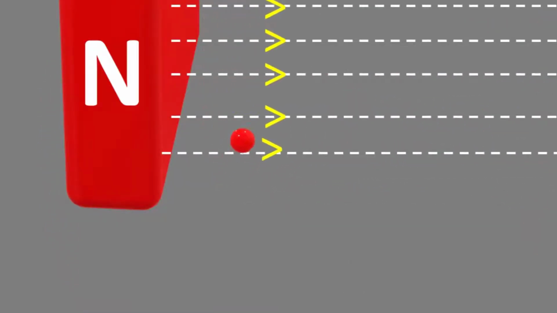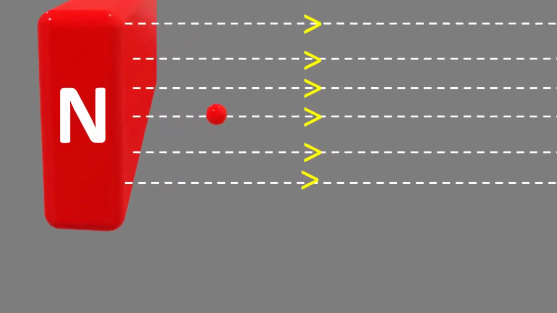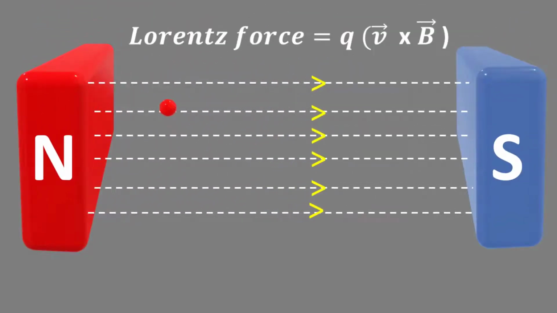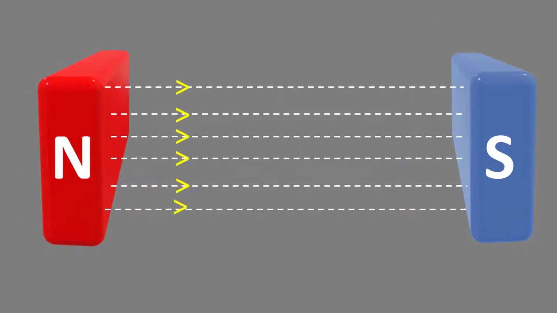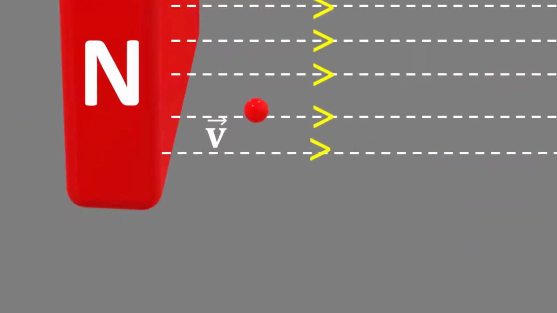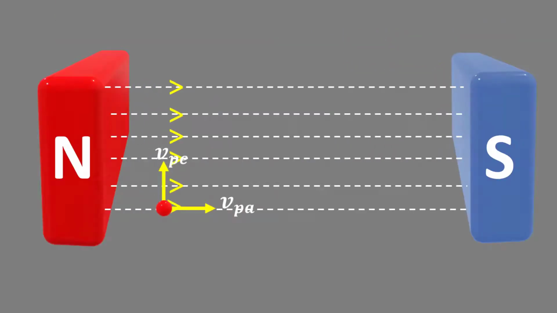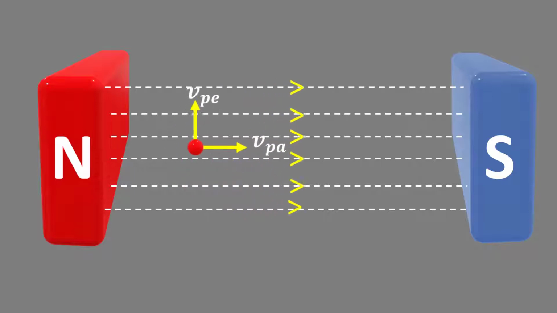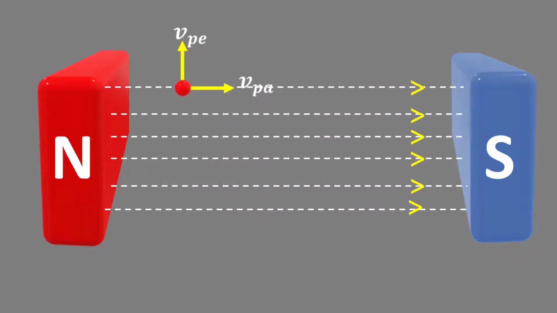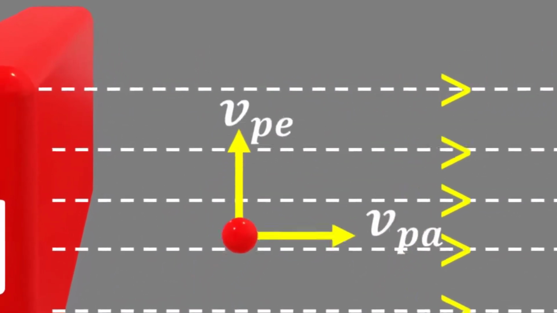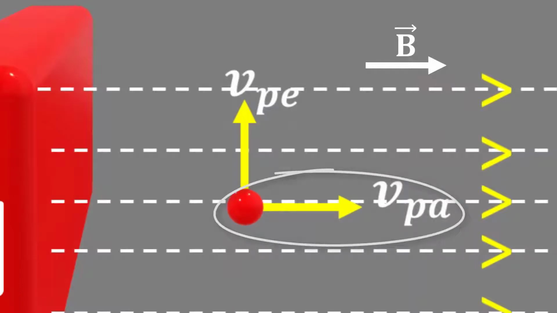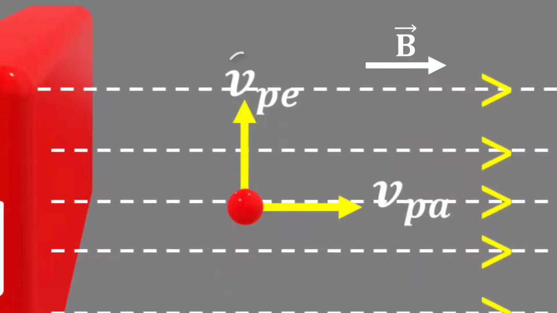The force experienced by the charged particle is given by the Lorentz force, q times v cross B. Since the magnetic field is uniform, the velocity of the charged particle will decide its motion. Any particle moving with some velocity can be split into two components: one parallel to the magnetic field, and the other perpendicular to the magnetic field.